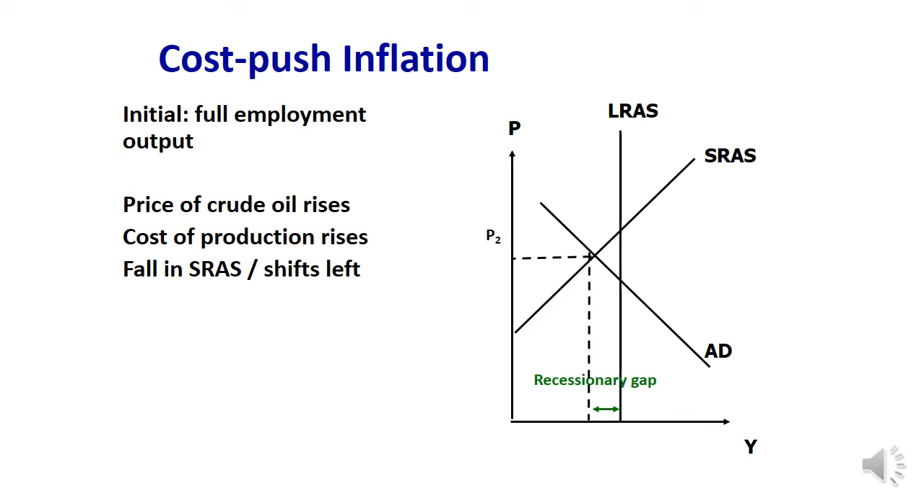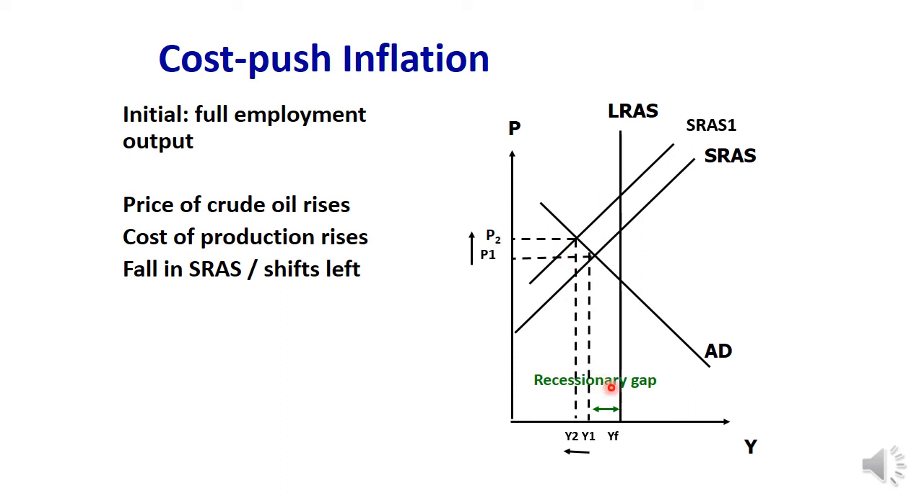We have a below full employment output diagram here. Our current equilibrium is on the left side of LRAS, which measures potential or full employment output. Now the price of crude oil rises. Going by our usual shifting mechanism, cost of production rises because crude oil prices have gone up. It's more costly to produce things now. As a result, SRAS shifts left, or falls. Let's take a look. SRAS shifts to the left.